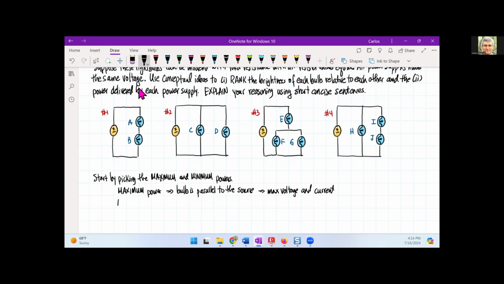So when I'm thinking the minimum power, I'm looking for maximum resistance to reduce current, and that typically means resistors in series.